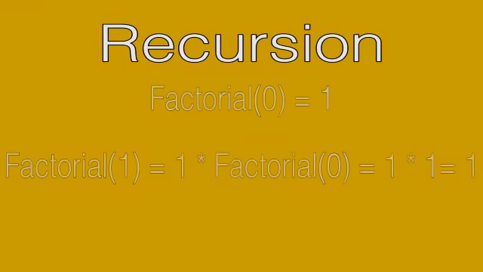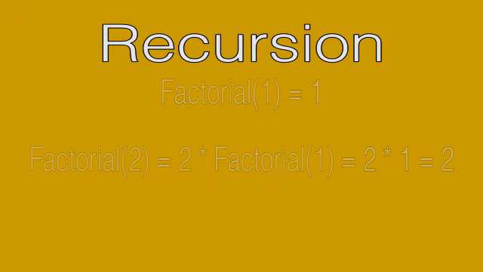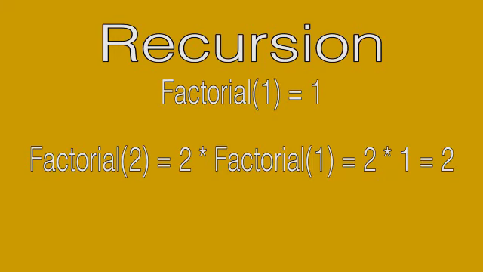Well, now that we know what 0 factorial is, we can now find out what 1 factorial is, since 1 factorial is 1 times 0 factorial, which is 1. And now that we have 1 factorial, we can find out what 2 factorial is, since 2 factorial is 2 times 1 factorial, which equals 2.